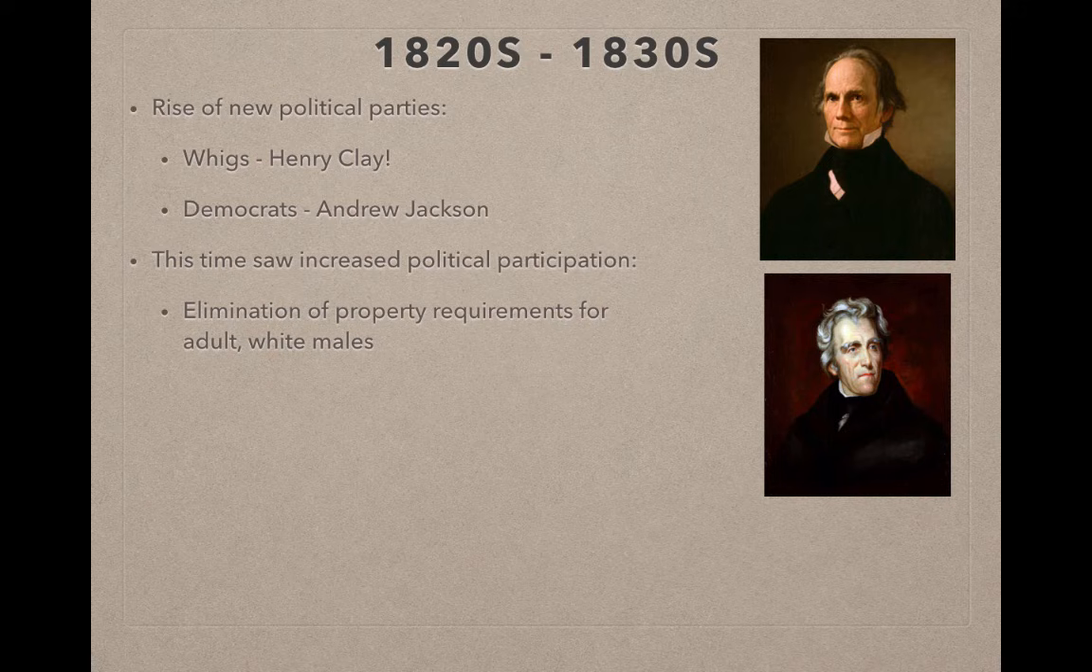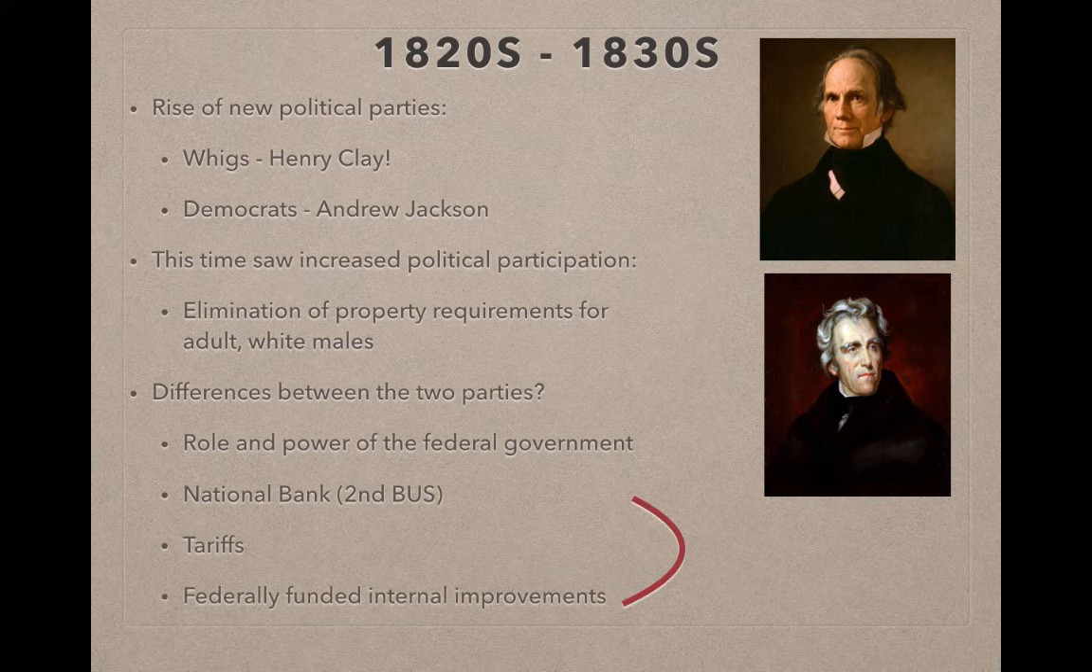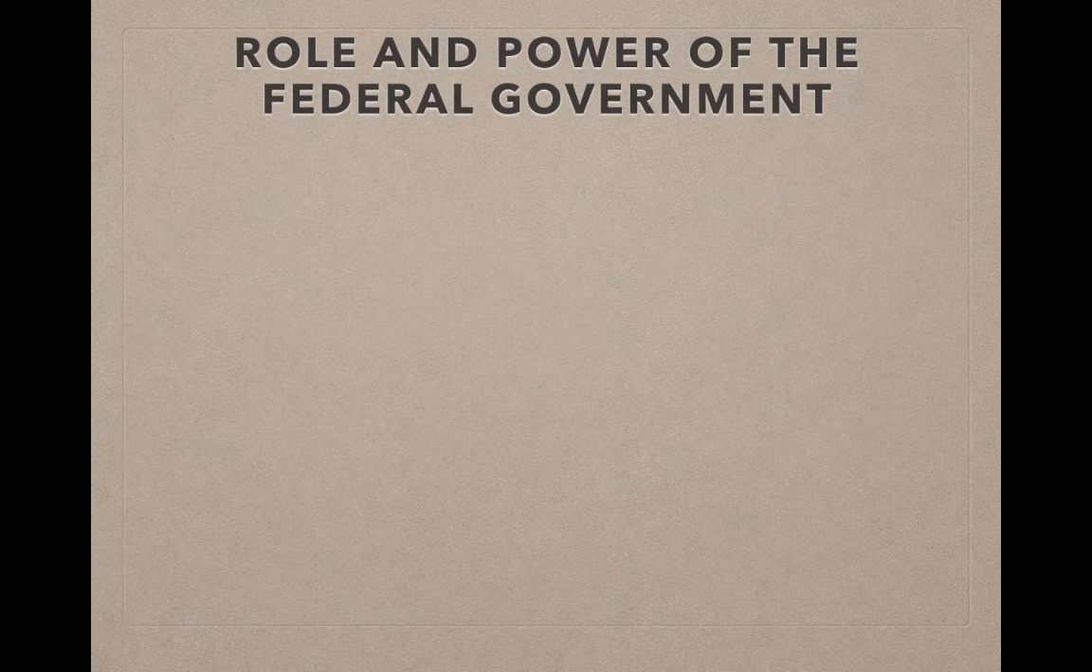But of course, we still have a large portion of the American population that cannot vote. African Americans, women. Now, the differences between the two parties that you should know is that there were debates over the role and power of the federal government. Should the federal government be strong? Should it be weak? The National Bank, or the Second Bank of the United States, this was a huge issue between these two. Also, tariffs, or taxes on imported goods, and federally funded internal improvements, or the federal government paying for infrastructure. Now, the last three here, this is really going to be Henry Clay's American System. So what we'll find is that the Whigs generally support these three things, and the Democrats generally are against these three things.